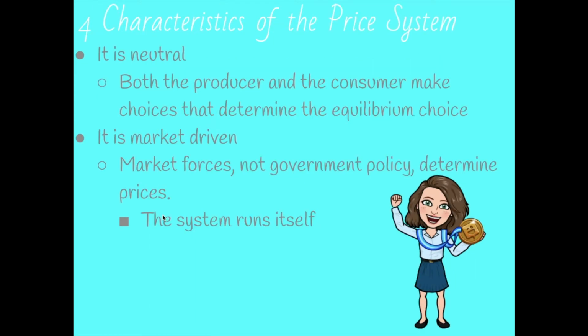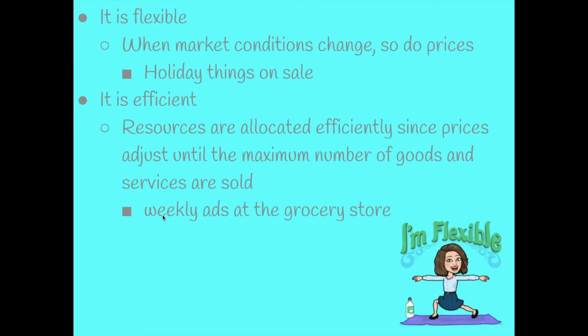So there are 4 characteristics of this price system. The first one is that it's neutral. Producers and consumers still get to make the choice and they still get to have a say in that equilibrium. It's market driven, so the government does not determine what equilibrium is. The consumers and producers determine what equilibrium is. It's flexible. As market conditions change, so do prices.